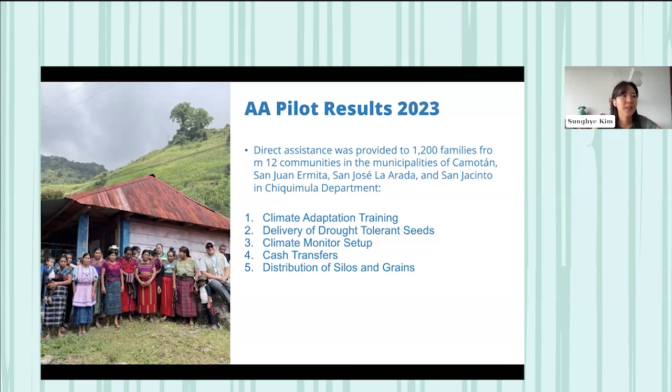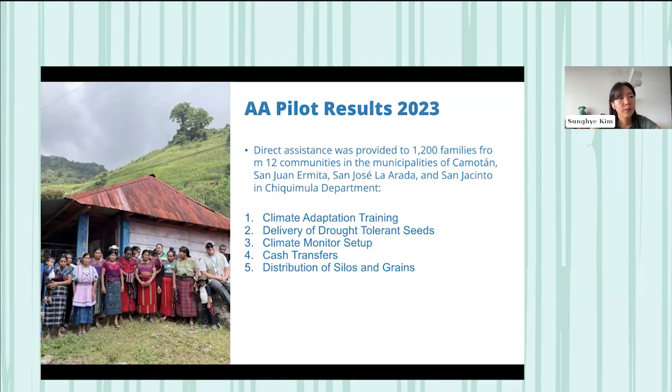As a result of activation of anticipatory action, a total of 1,200 smallholder families in the dry corridors of Chiquimula department benefited. This activation prompted the World Food Program Guatemala to conduct climate adaptation training based on climate forecasts for Chiquimula, which included guidance on agriculture calendar, seed selection, drought resistance varieties, soil protection, and rainwater harvesting.